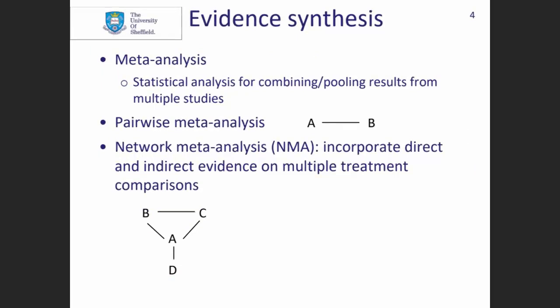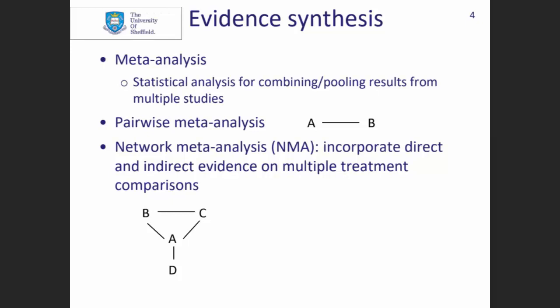A meta-analysis is a statistical method for combining or pooling results from multiple studies. It could be a pairwise meta-analysis where you only have two interventions of interest. In this case, we have only A and B. Or it could be a network meta-analysis, NMA. In the NMA, we will have multiple treatments of interest, and this is often the case in HTA.